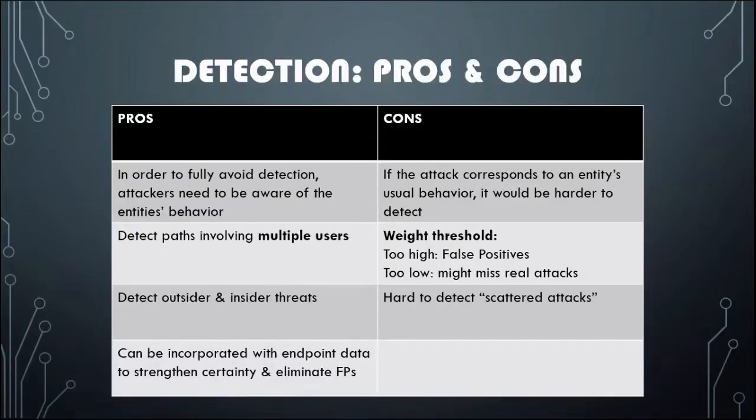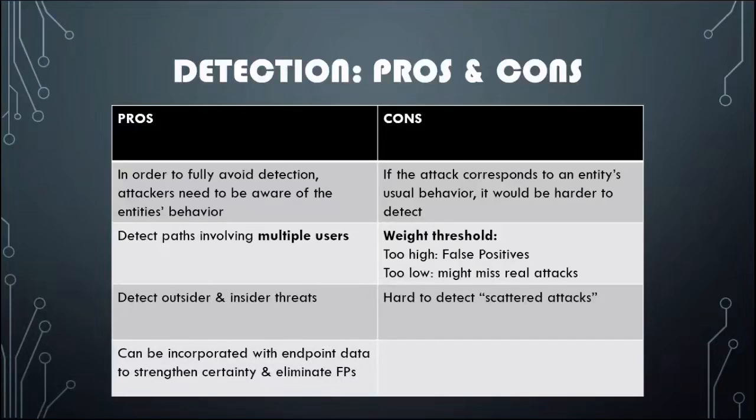So if we set it to be too high, we might get more false positives. If we set it too low, we might miss real attacks. So we need to find the ideal value here for your environment. Last thing is that it's harder to detect scattered attacks, cases in which an attacker connects from one computer to another by using one user, then connecting from a completely unrelated machine to another computer by using another user. So those are less common, but they're still possible and we need to be aware of those.